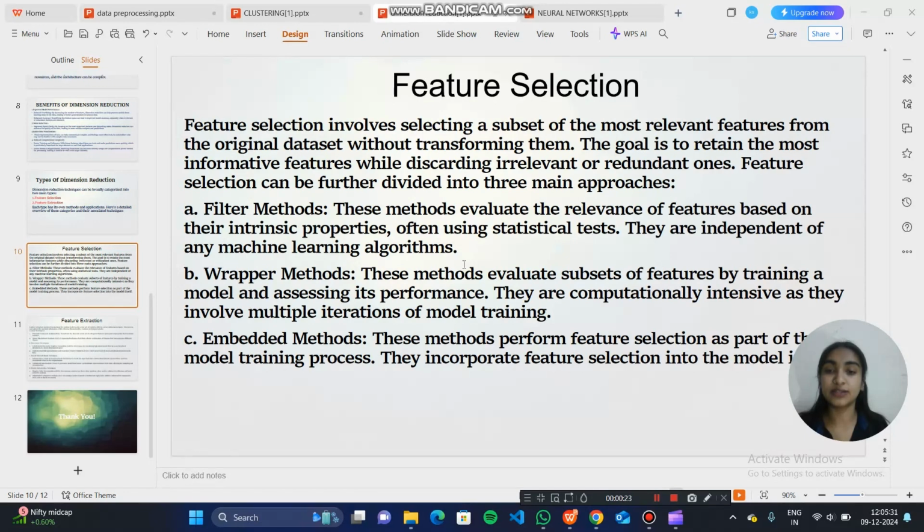First, filter methods. These methods evaluate the relevance of features based on their intrinsic properties, often using a statistical test. They are independent of any machine learning algorithms. Second, wrapper methods. These methods evaluate subsets of features by training a model and assessing its performance. They are computationally intensive as they involve multiple iterations of model training. Third, embedded methods. These methods perform feature selection as part of the model training process. They incorporate feature selection into the model itself.